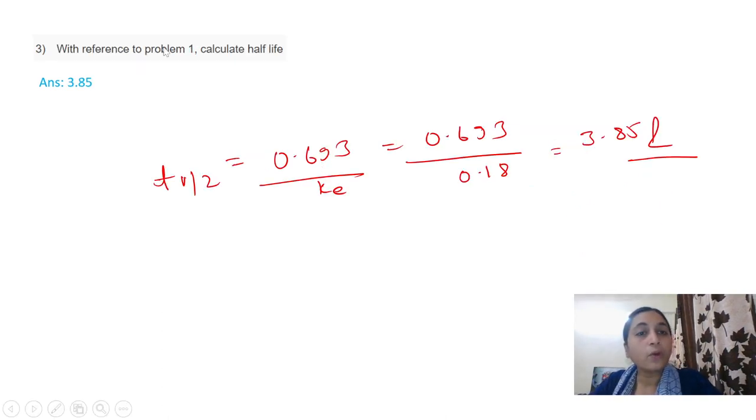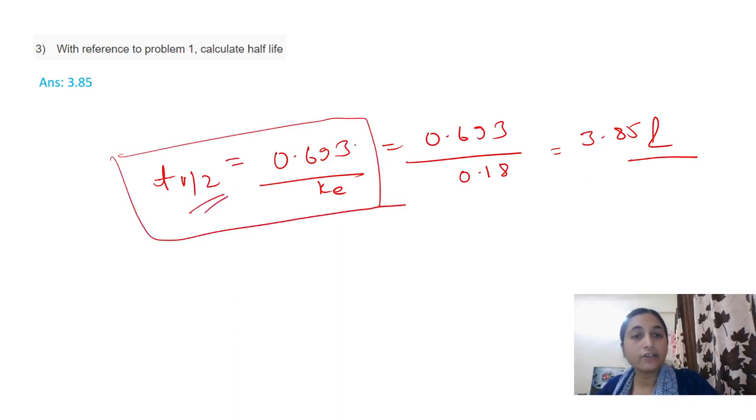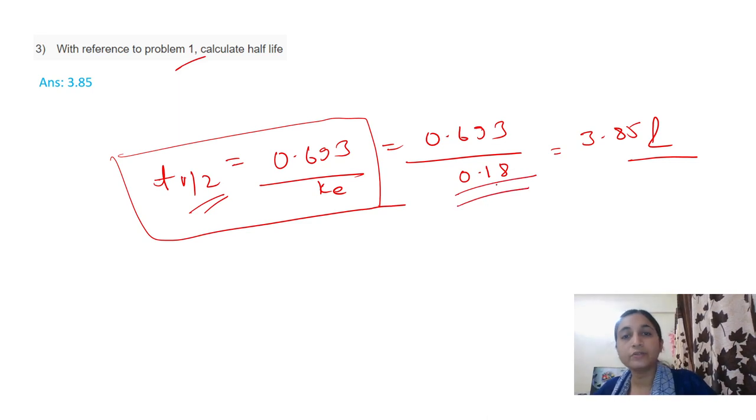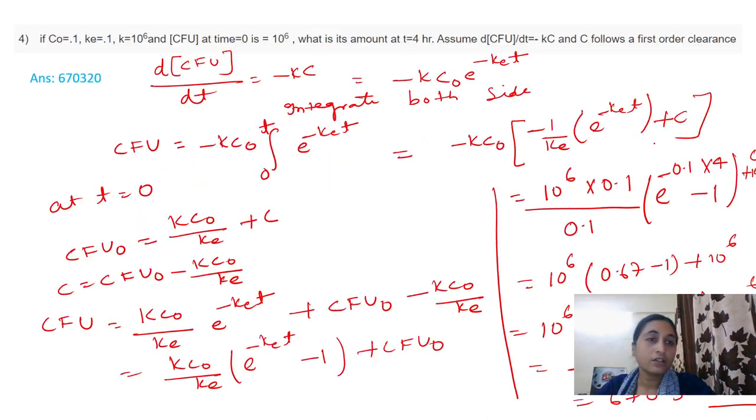With reference to problem 1, calculate the half-life. You all know this formula: t half-life equals 0.693 upon Ke. From problem 1 you can take the value of Ke, which is given there as 0.18, and you just divide it and get the answer. And now this is question number 4.